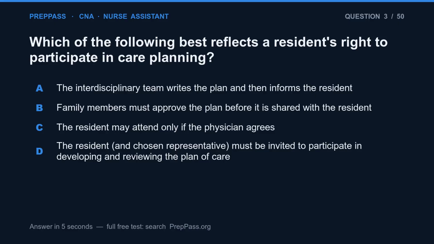Question 3. Which of the following best reflects a resident's right to participate in care planning? A. The interdisciplinary team writes the plan and then informs the resident. B. Family members must approve the plan before it is shared with the resident. C. The resident may attend only if the physician agrees. D. The resident and chosen representative must be invited to participate in developing and reviewing the plan of care.